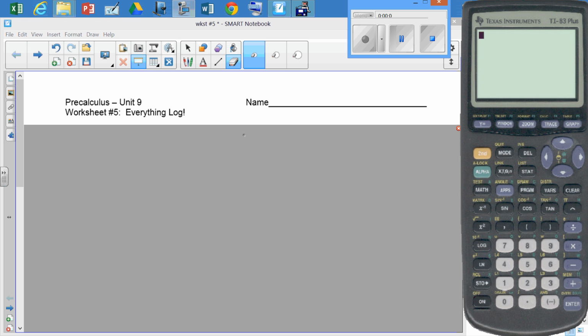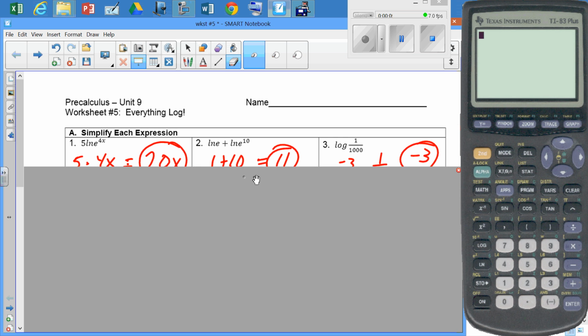Okay, everybody, here we go. We are going to get through this worksheet number 5. If you have any questions on the worksheet, hopefully this will help you as you work through it. Part 1, Part A, I should say.